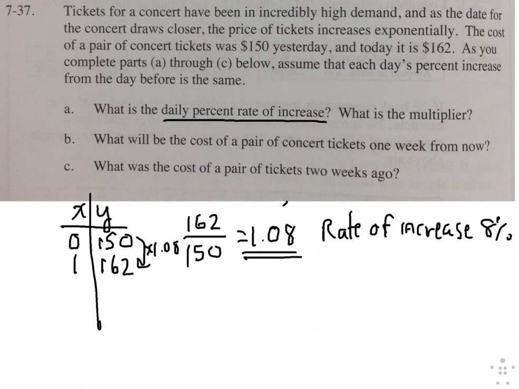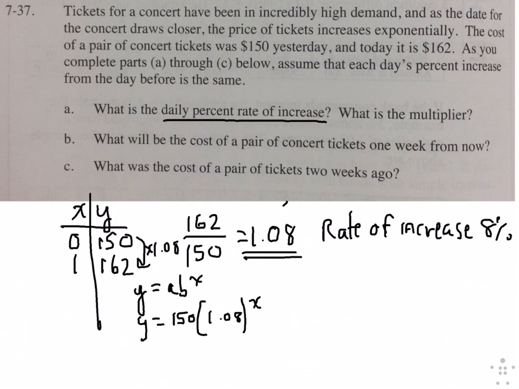So that's A. B says, what will the cost of the pair of tickets 1 week from now? Well, the easiest thing to do in this case is to write the equation. So we know the equation is y equals ab to the x. y equals a is 150. b is the multiplier, which is 1.08. And to the x power.